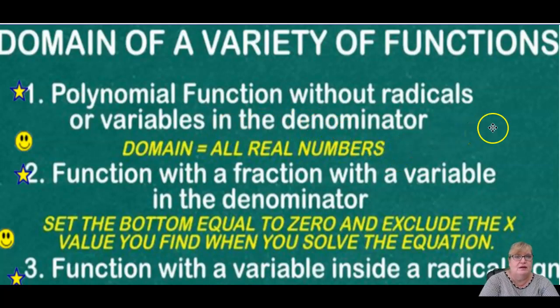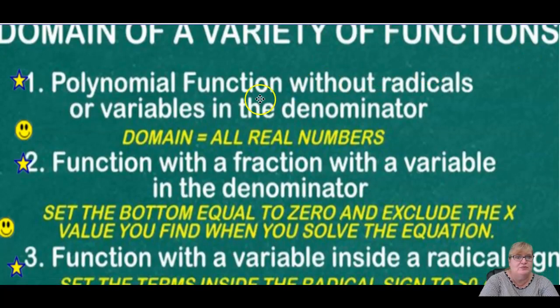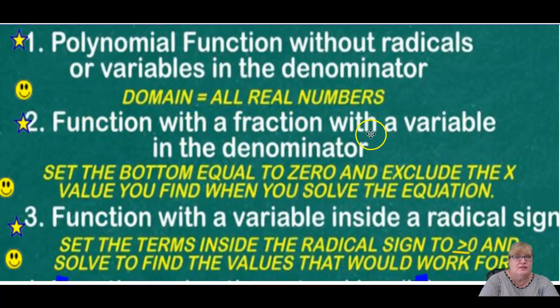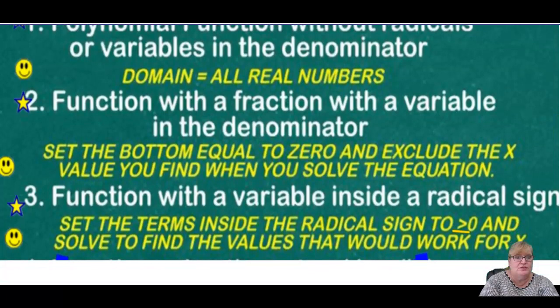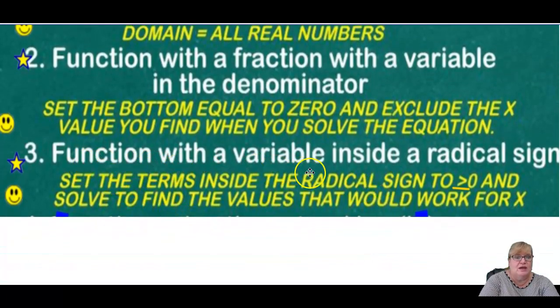The domain of a variety of functions: polynomials without radicals are all real numbers. Functions with a fraction or a variable in the denominator, you set the bottom equal to 0 and you exclude that value. Otherwise, the domain's all real numbers. Functions with a variable inside a radical, you set the term inside the radical greater than or equal to 0, and then you solve to find the values that would work. All right, those are the restrictions on domain. Keep those in mind.